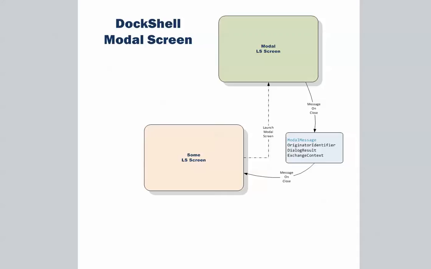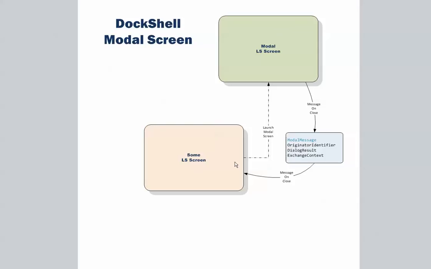Hello and welcome. In this video, we're going to take a look at how to leverage the single view layout within DockShell to create a modal screen scenario where, as this illustration is showing us, we'll have a LightSwitch screen that we will utilize to launch a search screen, and in that search screen, which will pop up as a modal, we'll let the user pick a value, and then when they close this search screen, the value they've chosen will actually return back as a message back to LightSwitch.